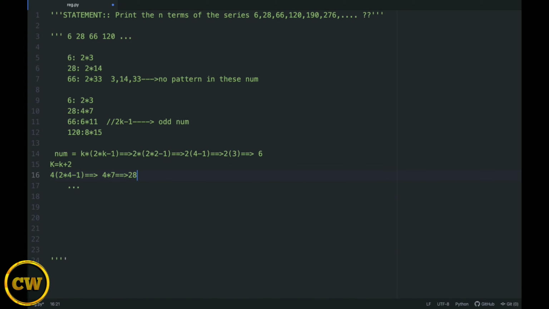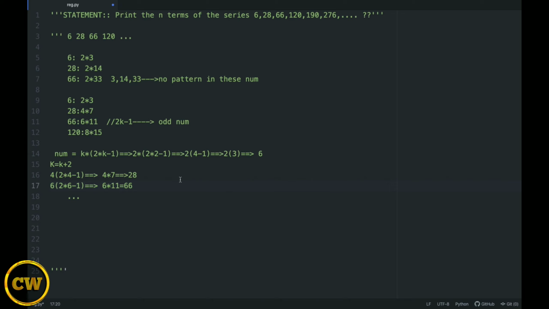That would be 28. Again we will increment by 2, so k would be 6, and this would be 6 into 2 into 6 minus 1. It would imply 12 minus 1 is 11, 6 into 11, it would be 66, right? Yes, so this is how our pattern follows.